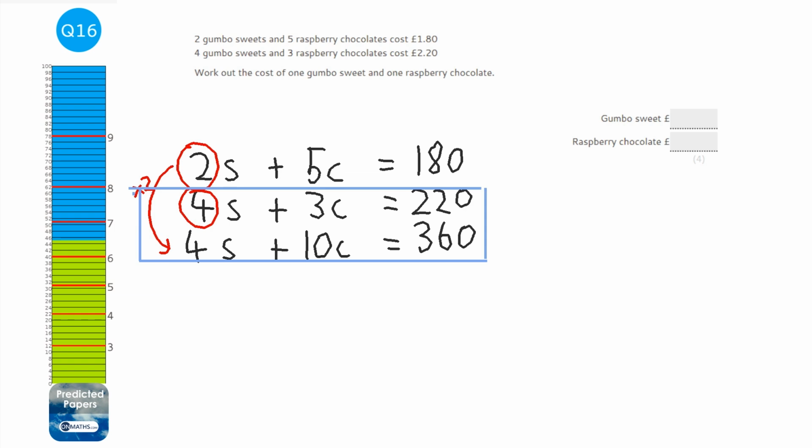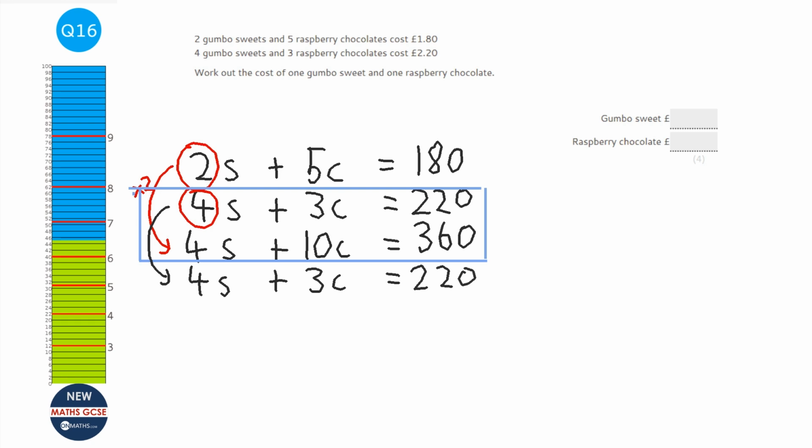Now to make things a little bit clearer, when I subtract, which I'm going to do to get rid of the 4 S's, we're going to have a bit of a problem because everything's going to be negative. So sometimes it's a good idea just to copy down the second equation again. So 4s plus... let me just rub that out. There we go. So 220. I'm just copying it again so that when I subtract, it makes them positive, so it's a bit easier.